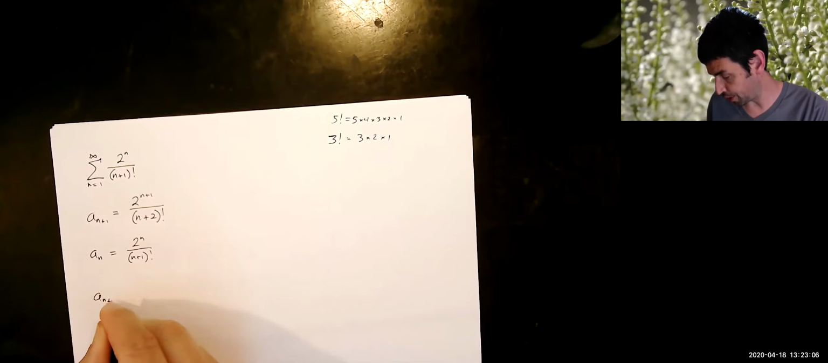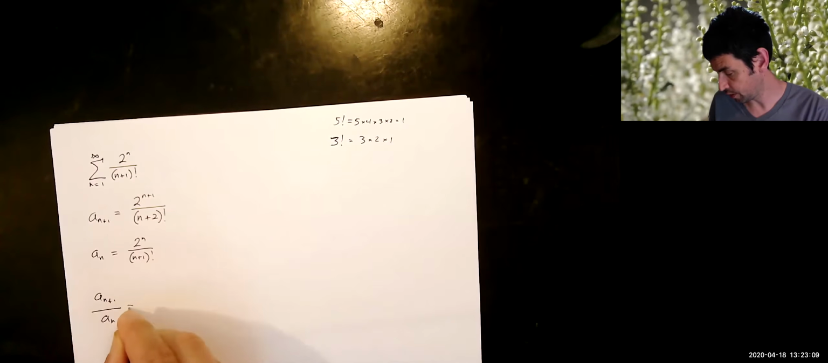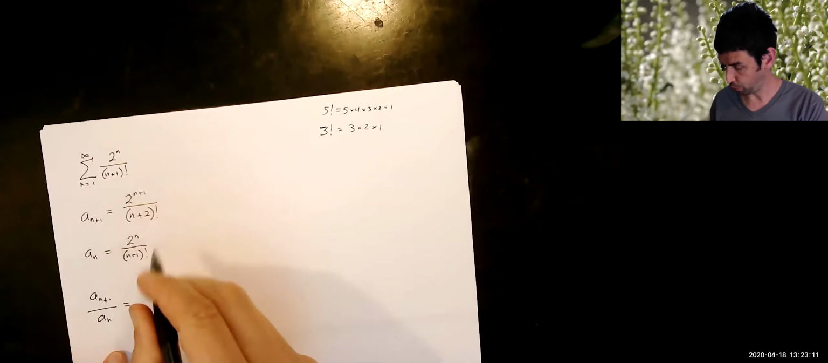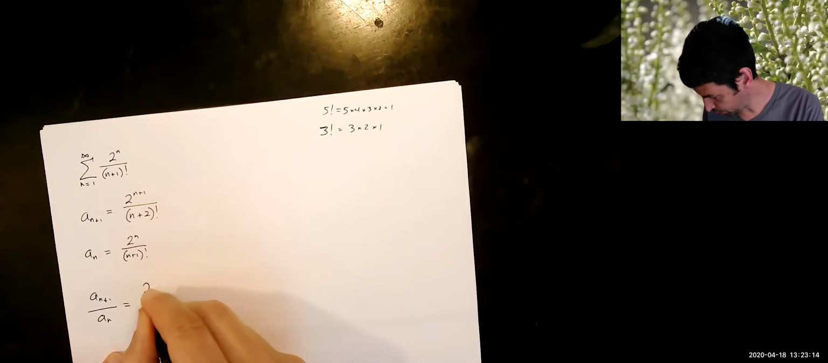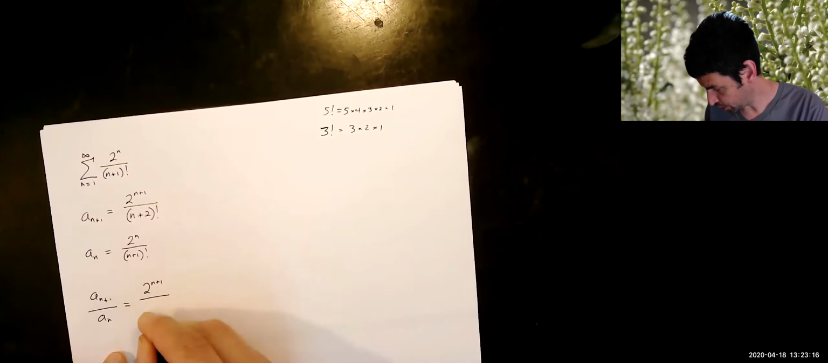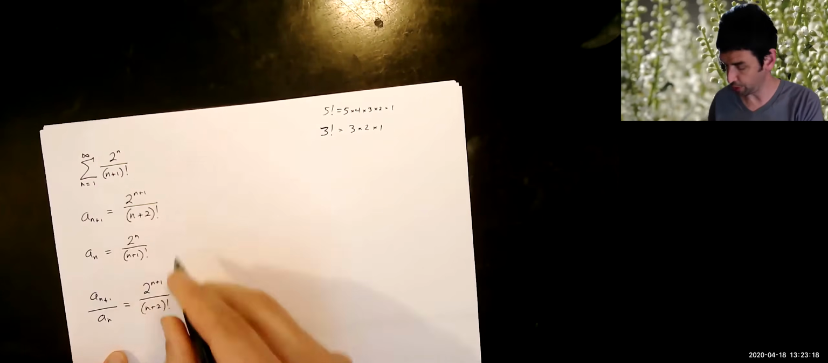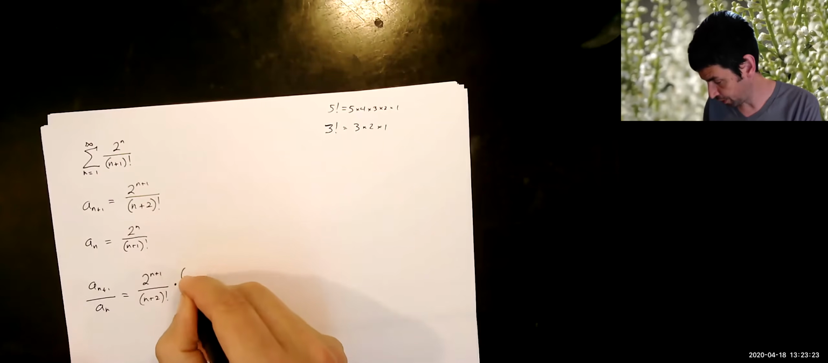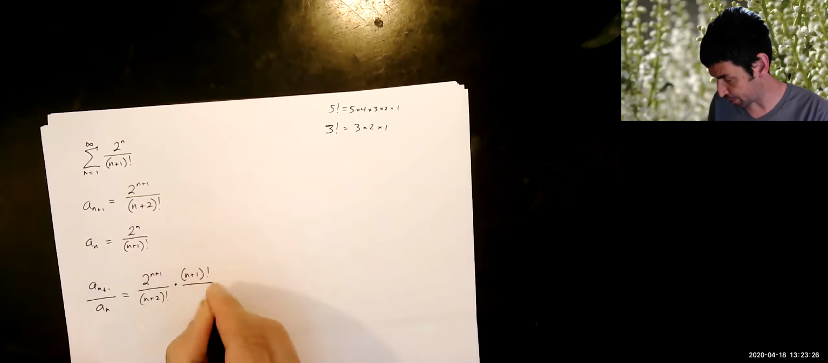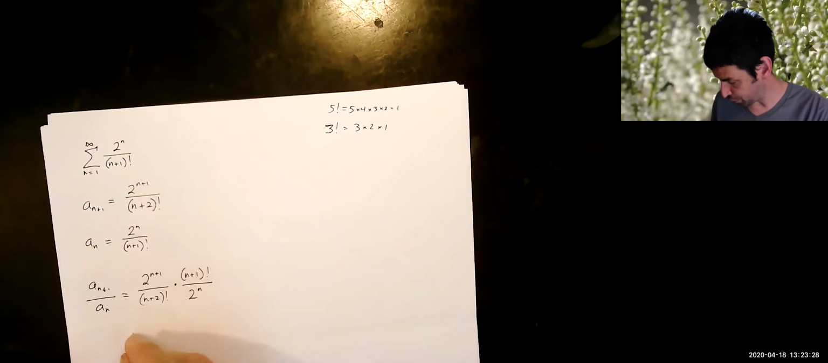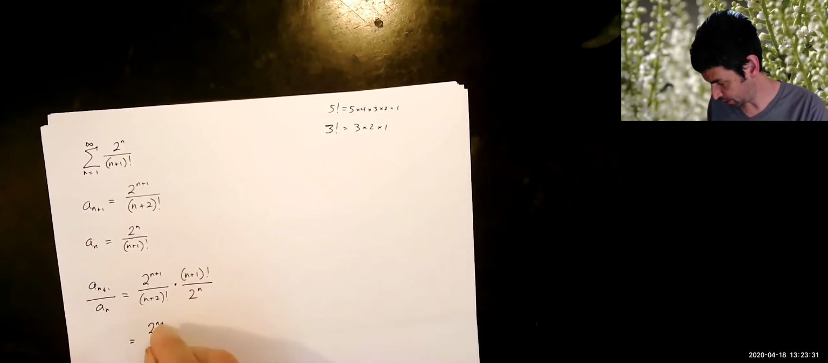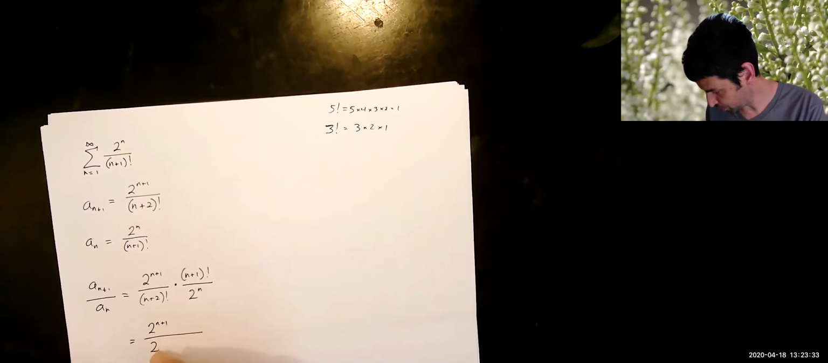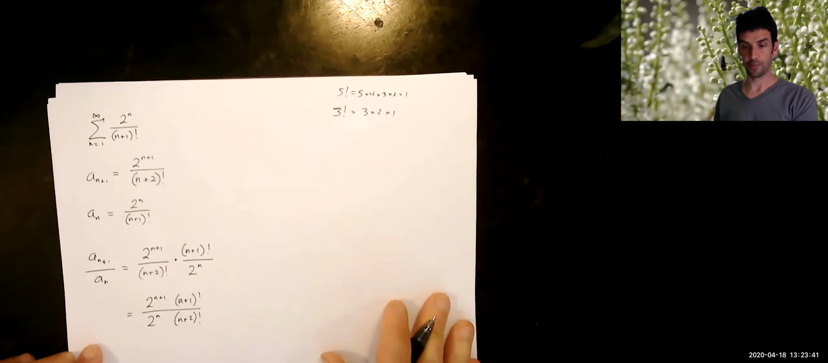So the ratio of these two things is this one, 2 to the n plus 1 over n plus 2 factorial, divided by this one. I'm going to just multiply by the reciprocal since these are such big, ugly expressions. And then let's do a little bit of algebra, just multiplying across and rearranging some things. We get this expression.